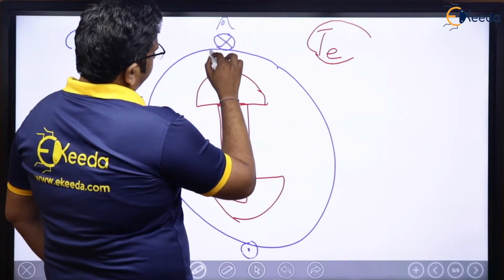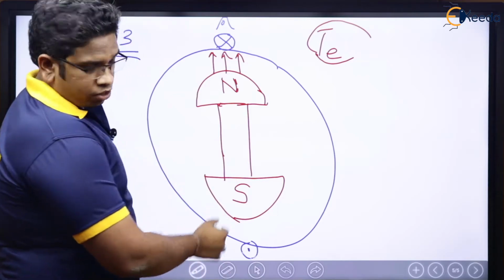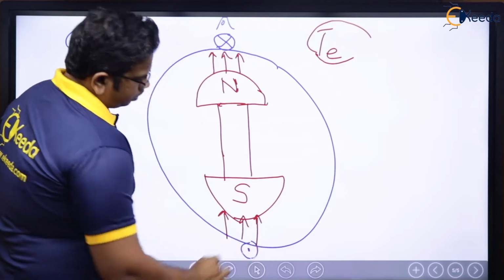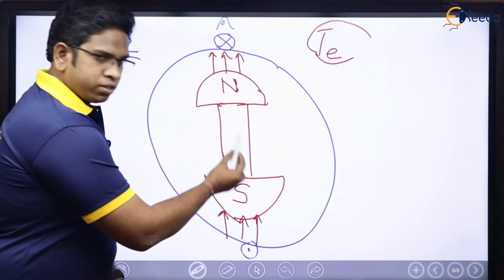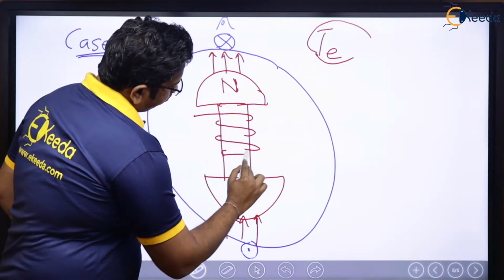Now see here. This is the north pole, which means flux is going to be in this direction. This is the south pole, which means flux is going to be incoming to the rotor. This is the rotor which already has some winding. Let us say this is a rotor which is having some winding like this.